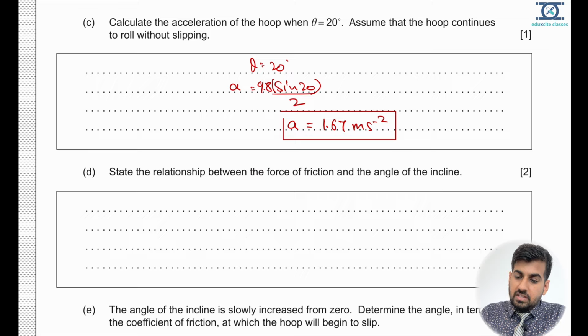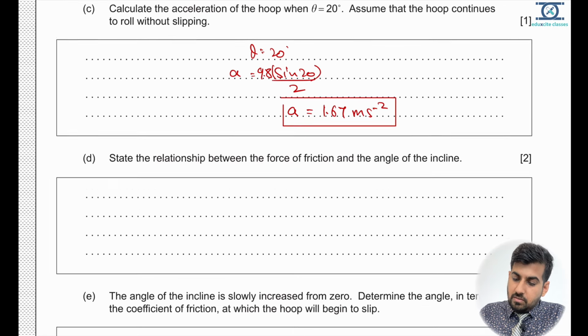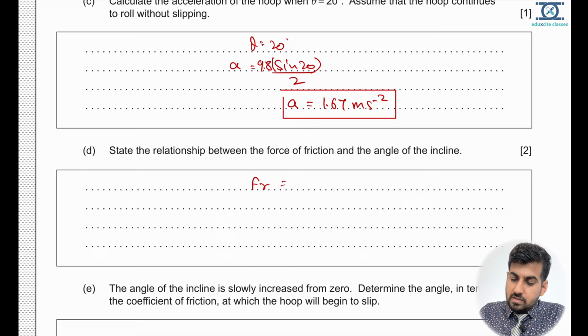Now the D part: state the relationship between the force of friction and the angle of incline. Now you know that the force of friction we have just found in the previous part, that friction is equal to ma and a is equal to g sin theta by 2. So friction is ma, and a is g sin theta by 2.